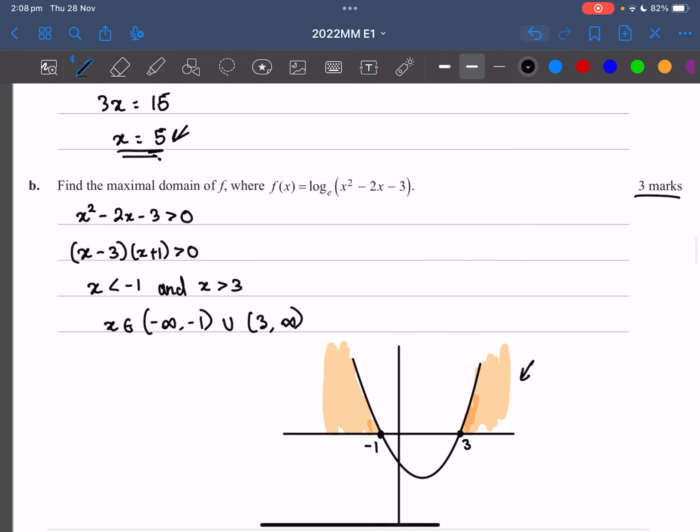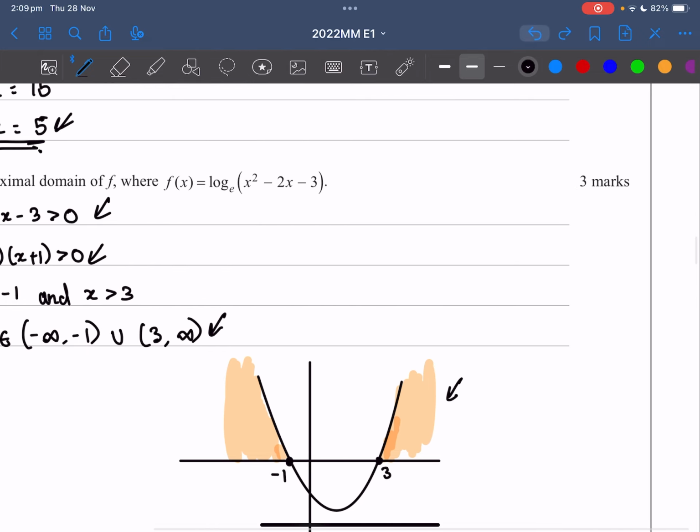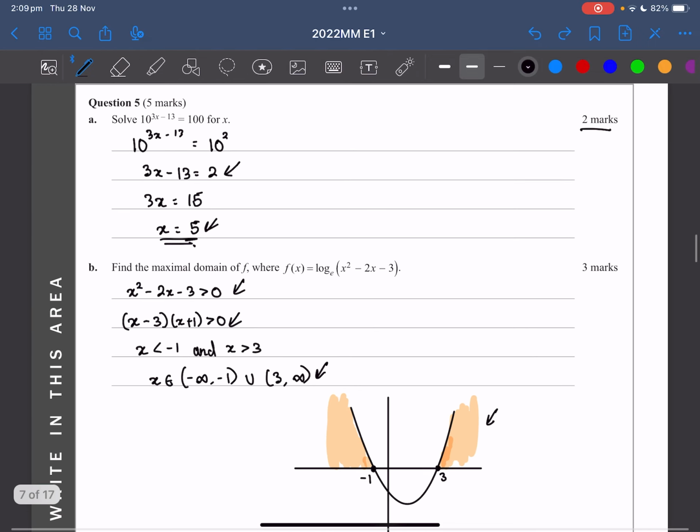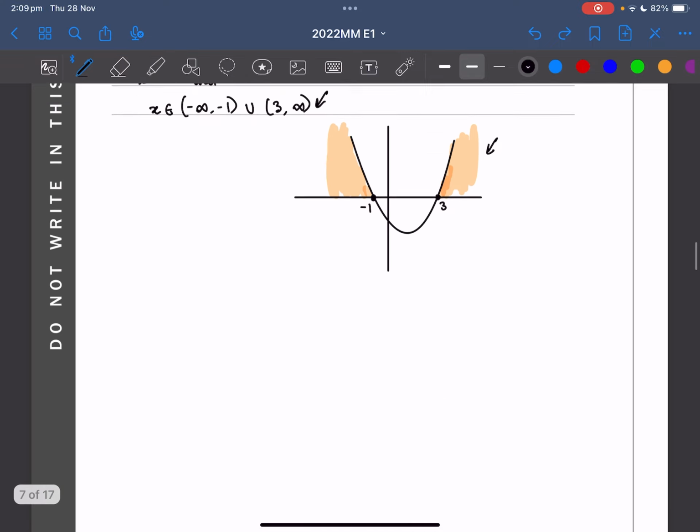So wow, 3 marks for this. I guess 1 mark for that, 1 mark for that, and 1 mark for that. So 3 marks for this is a bit shocking. I would expect it to be 2 marks, but okay. Alright, hopefully this made sense to you.